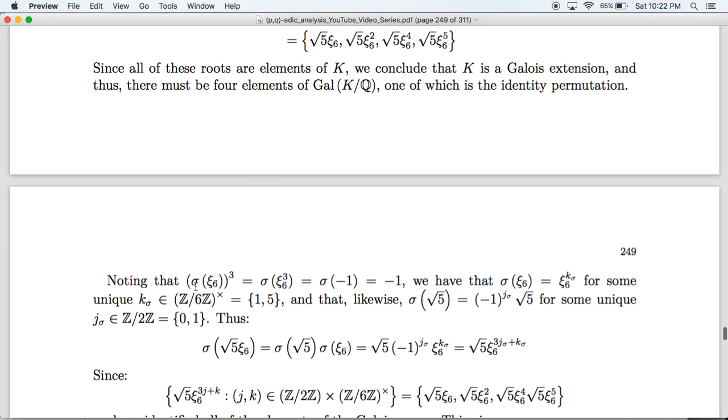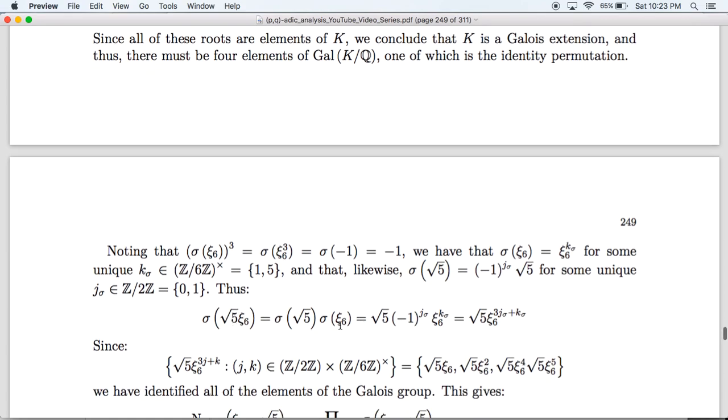So now we note that sigma of c6 cubed is -1. So this means that sigma sends a primitive 6th root of unity to a primitive 6th root of unity. So that means sigma of c6 is going to be c6 to the k_sigma for some k_sigma in (Z mod 6Z) cross, which is my notation for 1, 5. And likewise, sigma of the square root of 5 is going to be (-1) to the j_sigma times root 5 for some unique integer j_sigma in 0, 1.